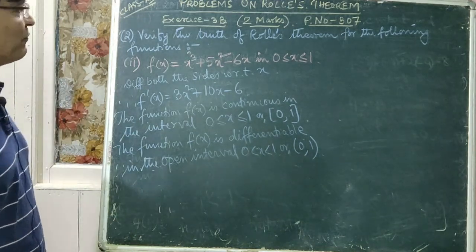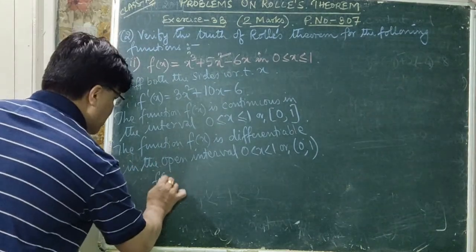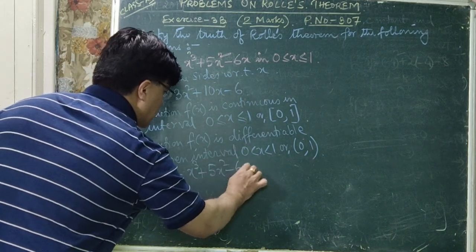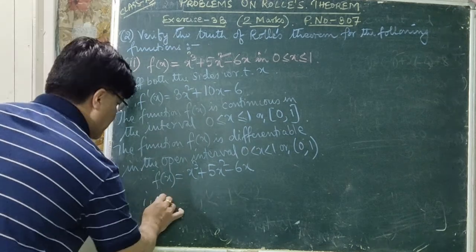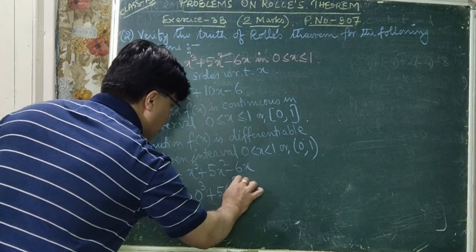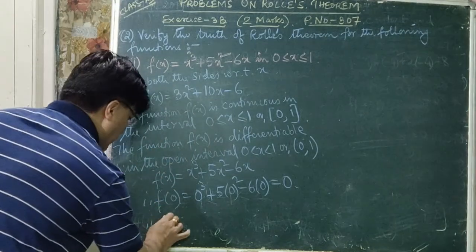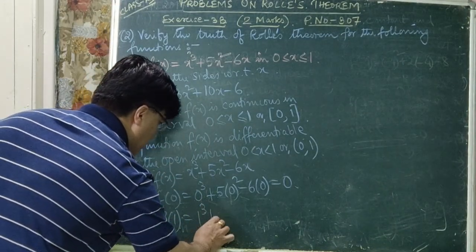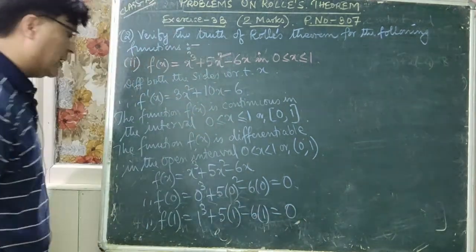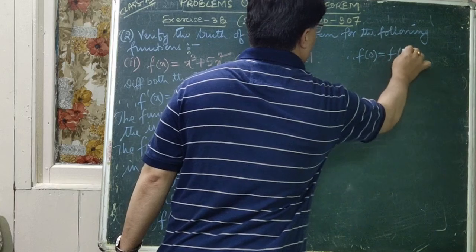Okay, now you have to check for f of a is equal to f of b. Here a is 0 and b is 1, right? So here given function f of x is equal to x cube plus 5x square minus 6x. Now let us find out f of 0 first. So f of 0 is equal to 0 cube plus 5 into 0 whole square minus 6 into 0. If you simplify it, you will get 0. Next, just find out f of 1, which is equal to 1 cube plus 5 into 1 whole square minus 6 into 1, which is also 0. That is, f of 0 is equal to f of 1.